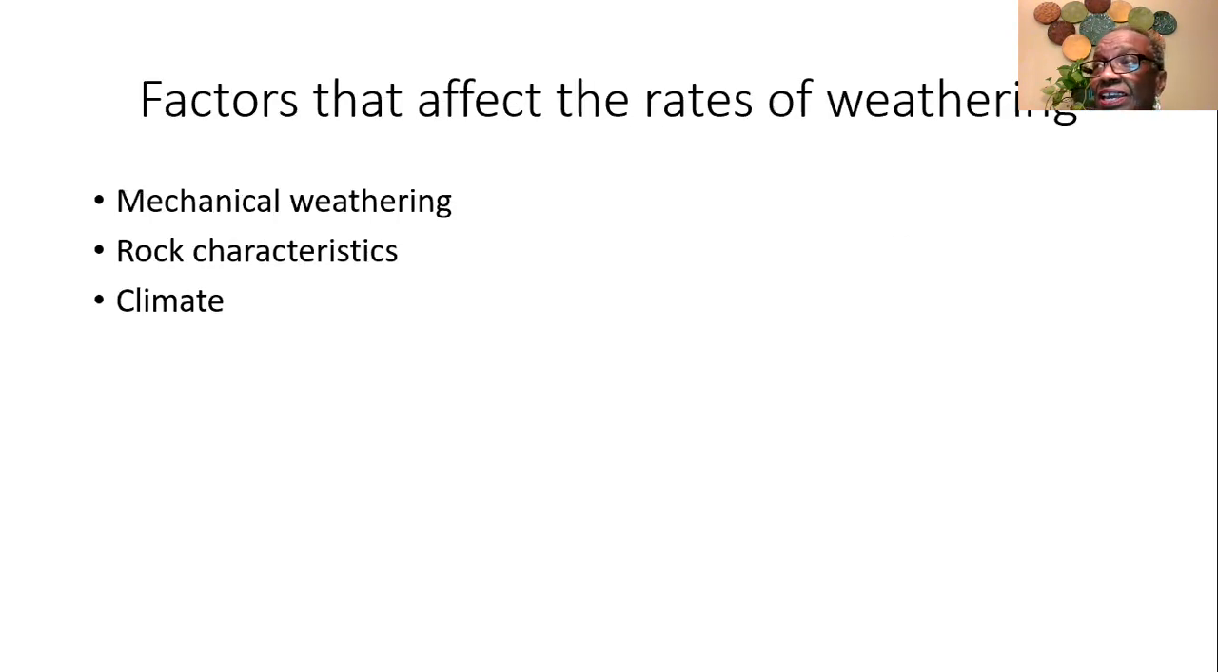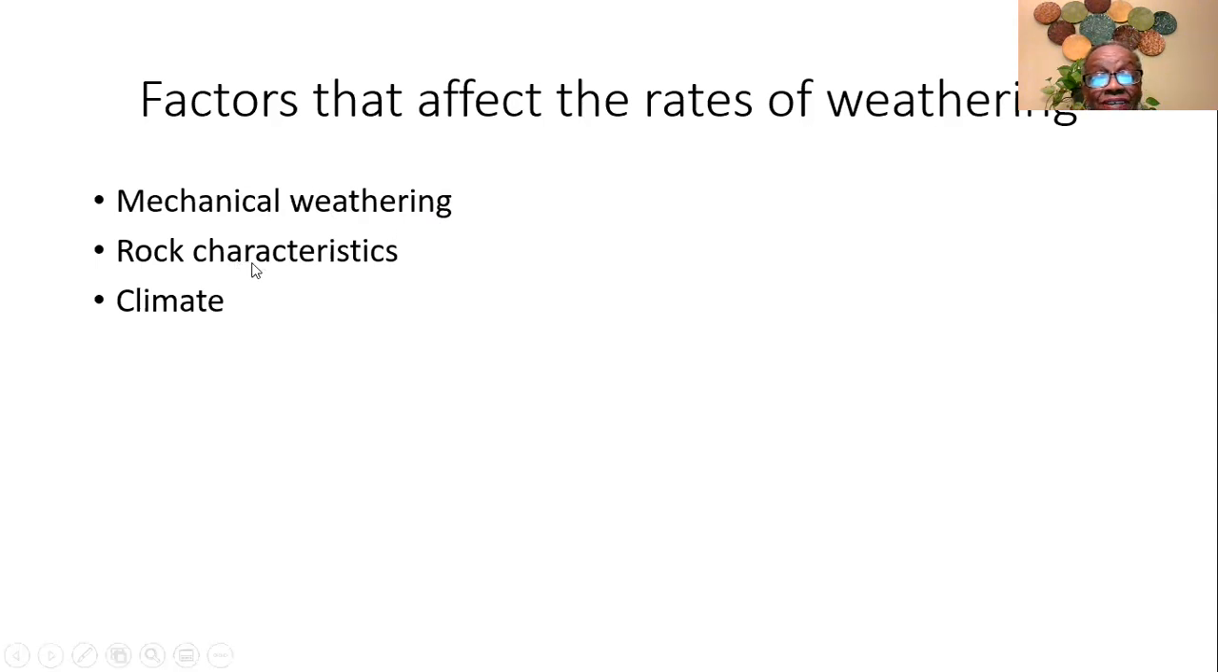Now, obviously, weathering is not going to take place at the same rate for everything. All right, so we're going to talk about factors that affect the rate of weathering. One of those factors would be the mechanical weathering. Mechanical weathering is going to break up the rock into smaller pieces. The smaller pieces that we have is going to expose more surface area. And so that would make it much easier for chemical weathering to take place.